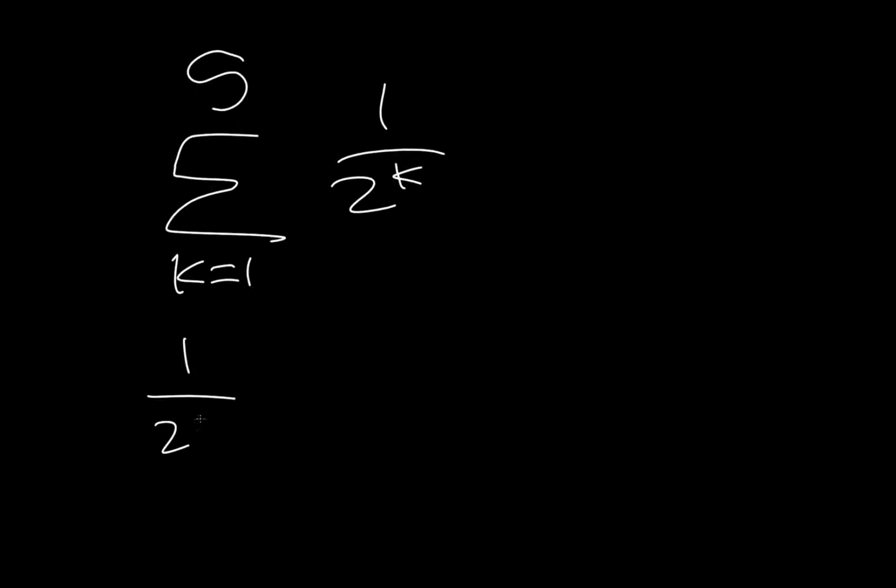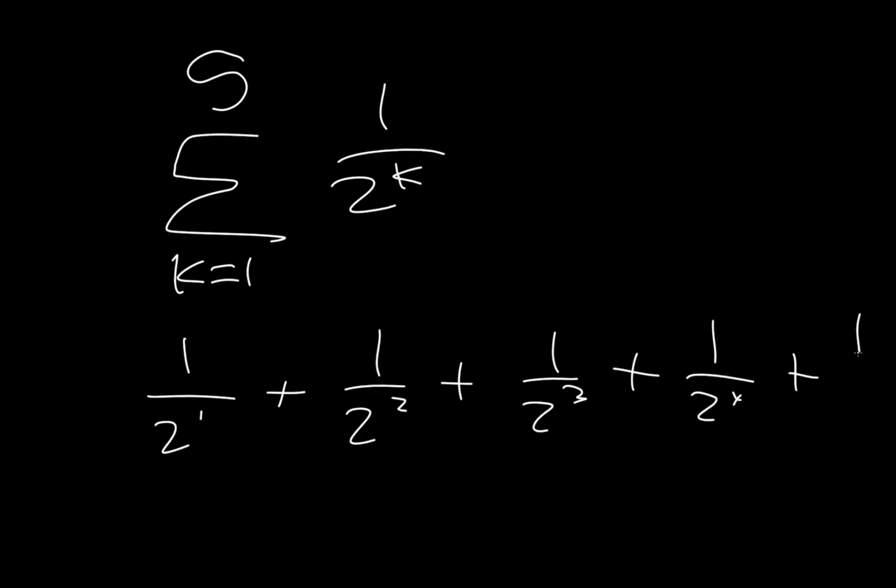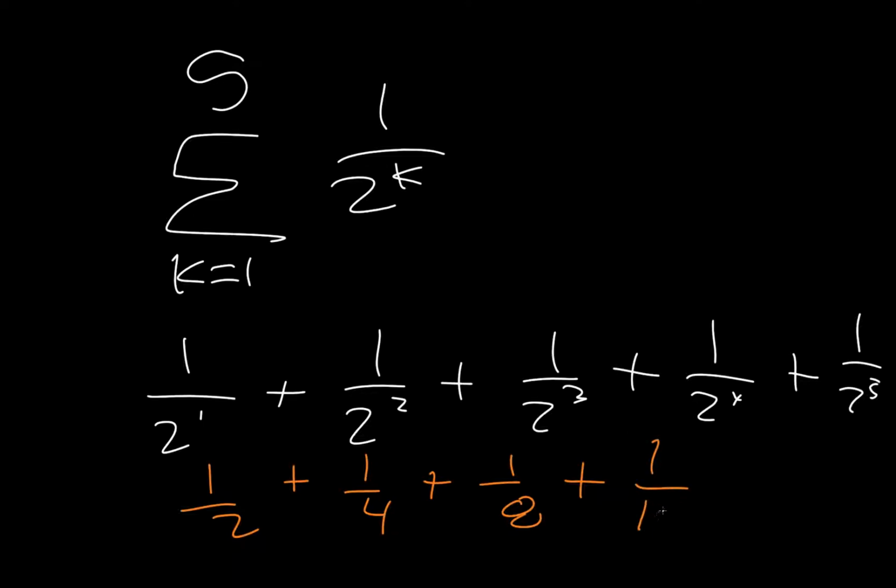And we have another one where it's 1 over 2 to the k. So we do 1 over 2 to the 1, plus 1 over 2 to the 2, plus 1 over 2 to the 3, plus 1 over 2 to the 4, plus 1 over 2 to the 5. So we stop at 5 because the 5 is on top. So if we simplify this, it's 1/2 plus 1/4 plus 1/8 plus 1/16 and 1/32.